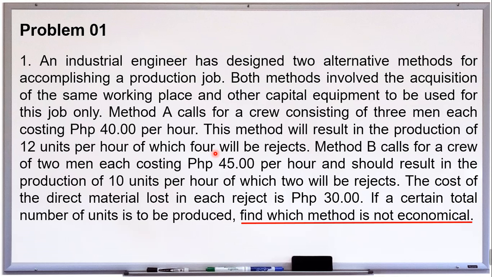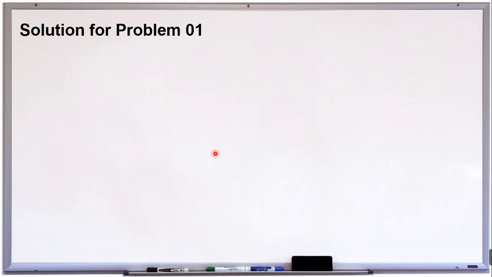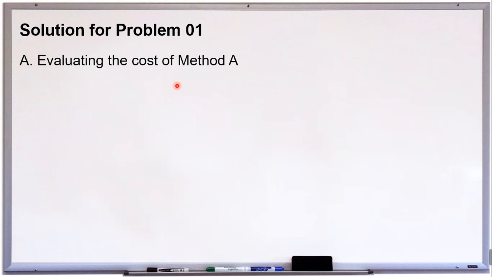Now, in order for us to determine which method is not economical, we are going to evaluate these two methods, and we're going to compute the total cost for each method. Let's start our solution by evaluating the cost of method A. For method A, we have two different types of cost. We have the labor cost and the cost of direct material loss.